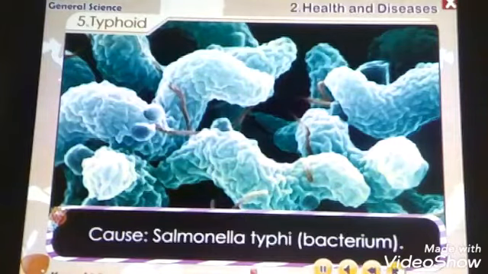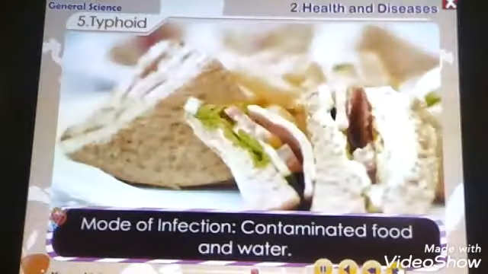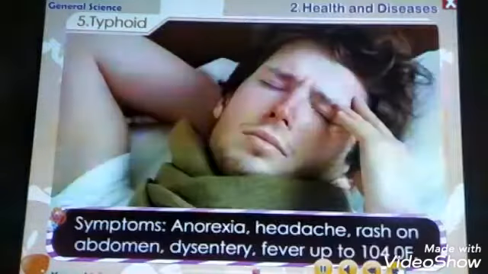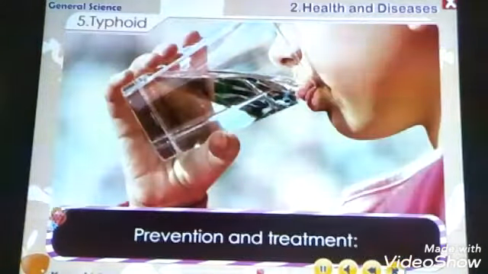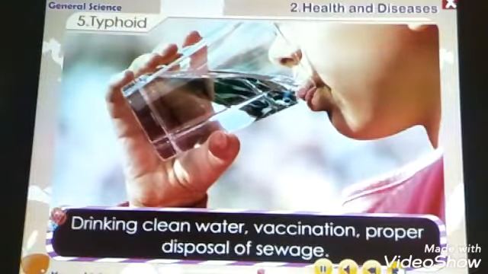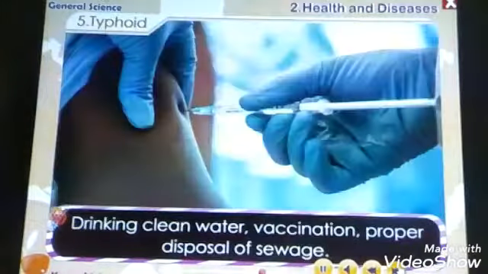Typhoid. Caused by Salmonella typhi, a bacterium. Mode of infection: contaminated food and water. Symptoms: anorexia, headache, rash on abdomen, dysentery, fever up to 104 degrees centigrade. Prevention and treatment: drinking clean water, vaccination, proper disposal of sewage.